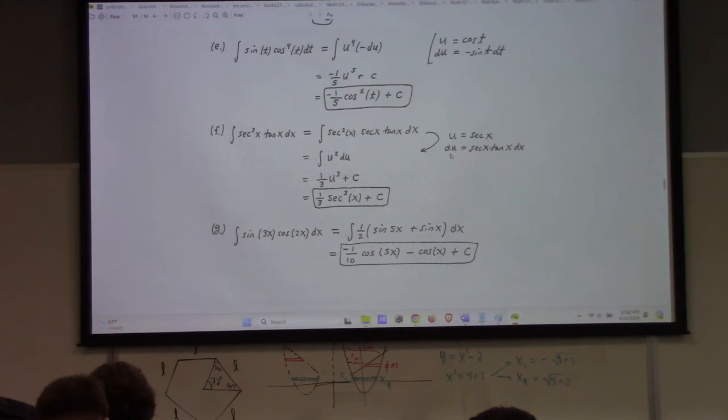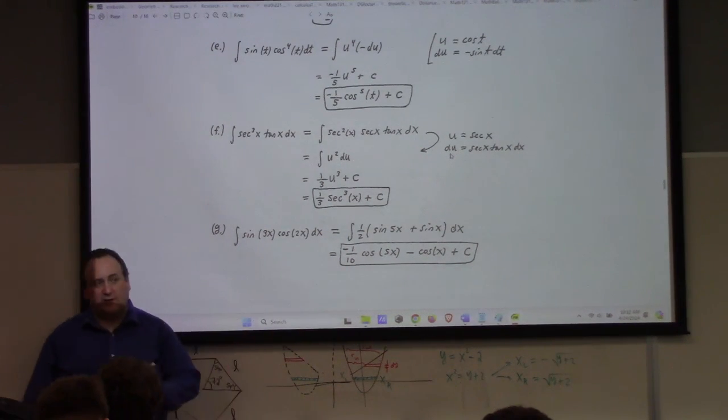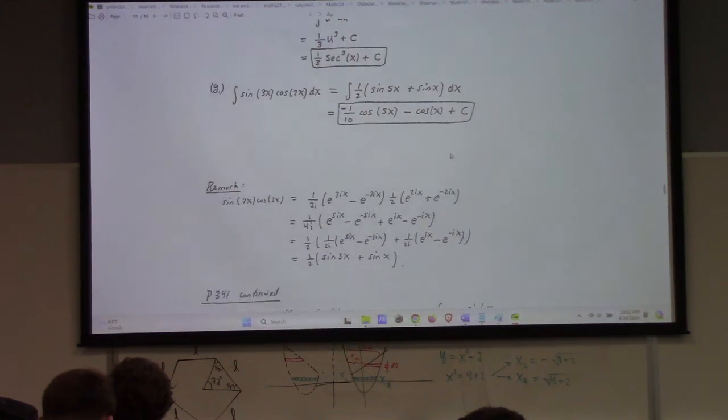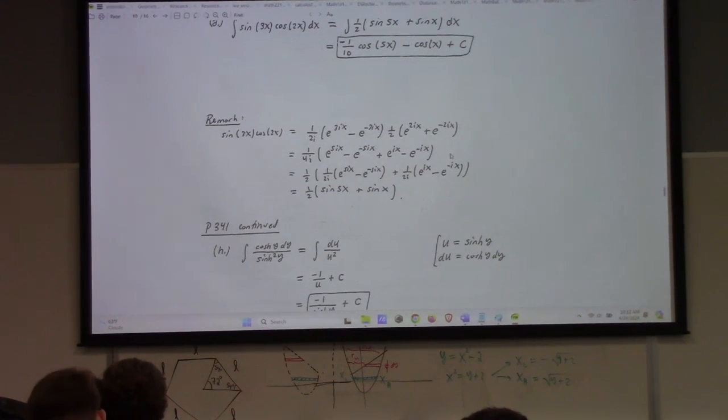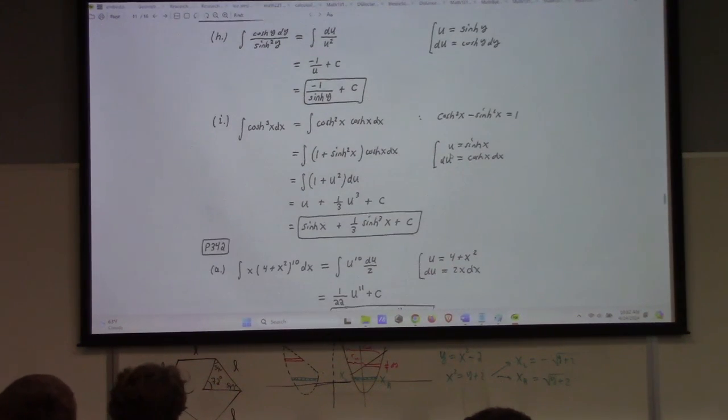Part G is nasty. That's just a nasty, nasty problem. You need to know the trigonometry we talked about in class to do this. If you don't know that trigonometry, you just can't do it. So there's the trigonometry using complex exponential, imaginary exponential stuff. And of course, there's hyperbolic analogs to everything.